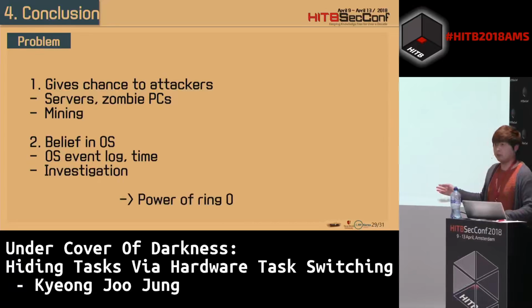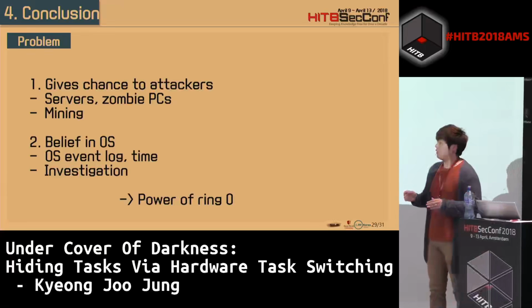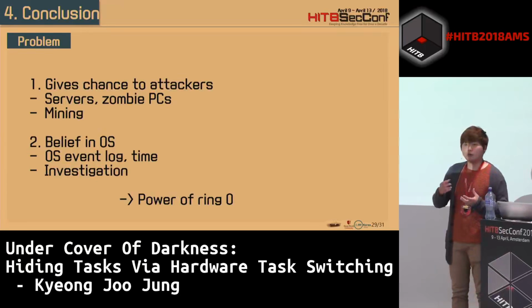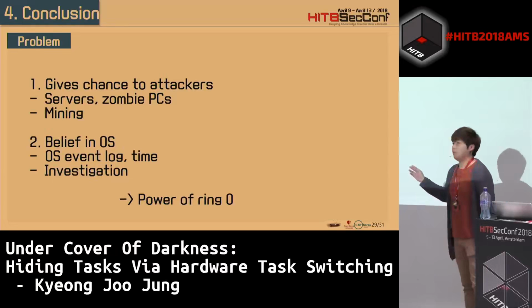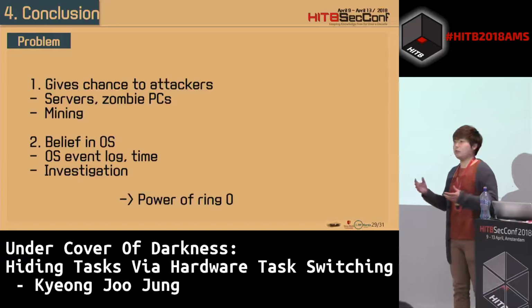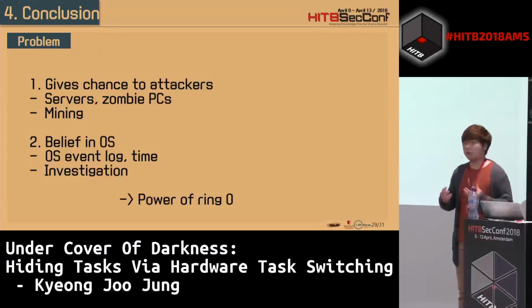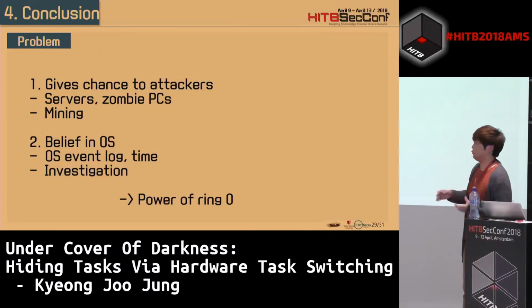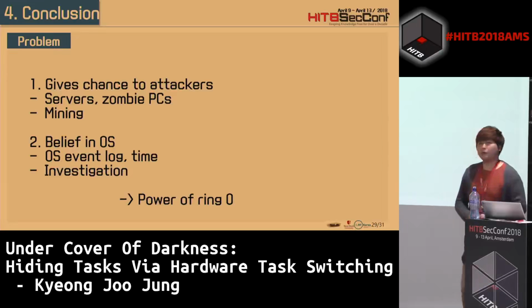And the biggest problem is the ring zero. Manually working the hardware task switching was possible because of the ring zero. Without the ring zero authority, you might not be able to operate the hardware task switching manually. So what our team hoped was to reduce the power of the authority of the ring zero.